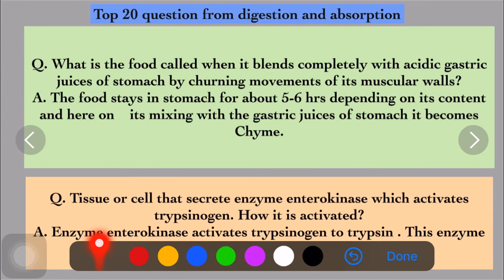So the next question is, what is the food called when it blends completely with the acidic gastric juices of stomach by churning movement of its muscular wall? So as we know that the food stays in stomach for about 5 to 6 hours depending on its content, whether it has more of carbohydrate or more of fat or more of protein, it stays there from about 3 to 6 hours. And here, on mixing with the gastric juices of stomach, the food is known as chyme.